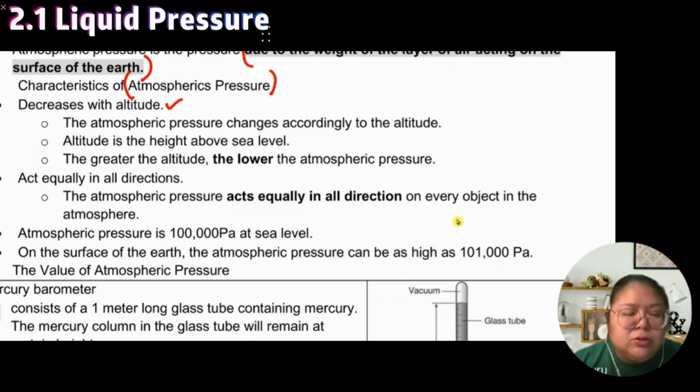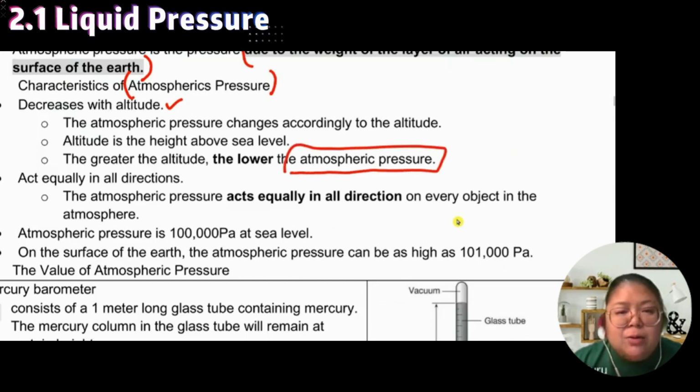When I go to the mountain, or you go to the deep sea, you find the pressure is different. So here they say the greater the altitude, the lower the atmospheric pressure. 越高 atmospheric pressure 就会越低。So it acts equally in all directions. The atmospheric pressure anyway is also there.